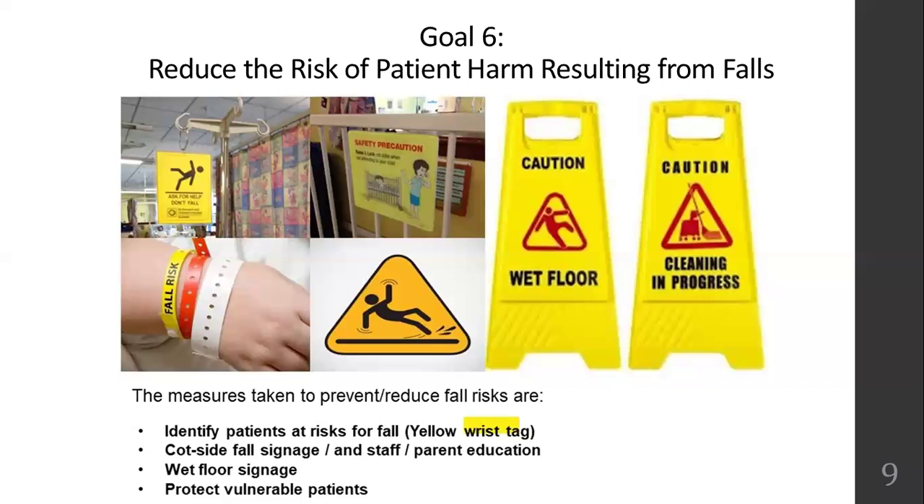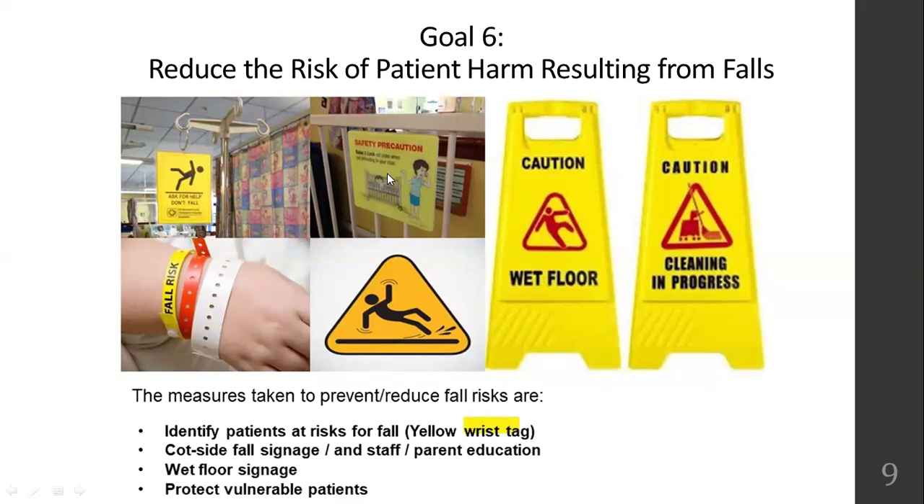Other things you can do is use these yellow color wrist badges which indicate a fall risk. So even if the patient is in a comatose situation and can't speak, the nurse on duty can understand that this patient is at a fall risk, and the side rails of their bed will always be put up. Or you can place this yellow badge on the IV stand, with a message like ask for help, don't fall.